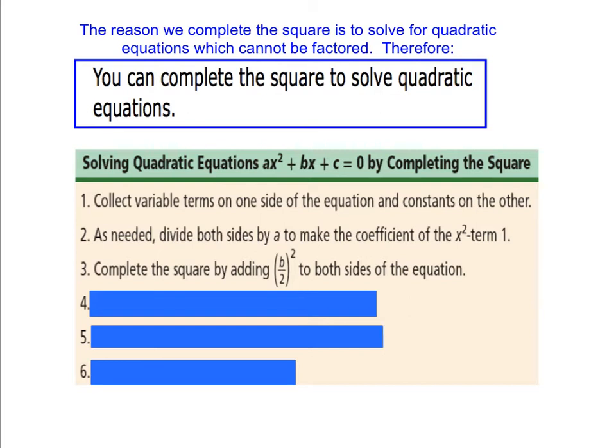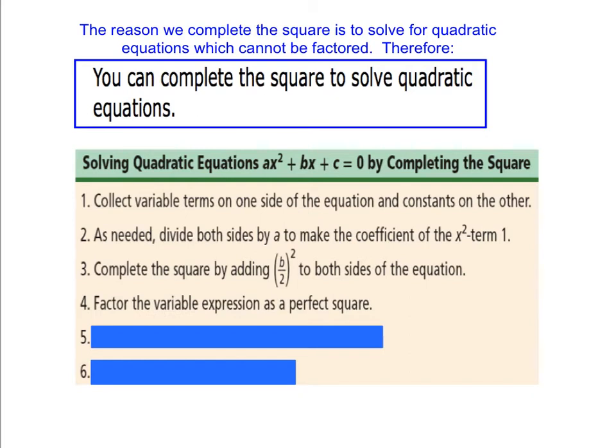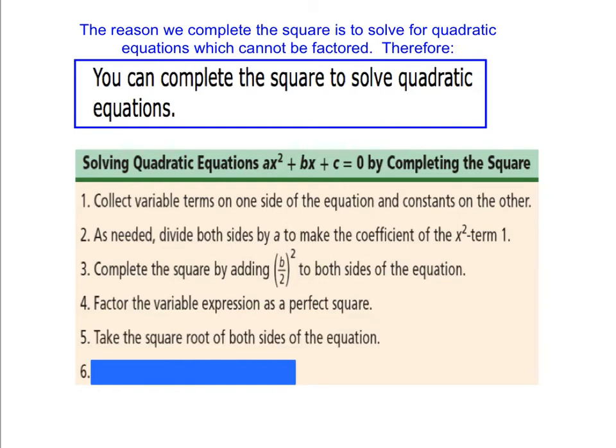Step number 4, you're going to factor the variable expression as a perfect square trinomial. So you're just going to factor it, just like what we did on the previous slide, using that little technique that I just showed you. Step number 5, you're going to take the square root of both sides in order to get rid of the square. And then the last thing you're going to do is solve for the values of the variable. In other words, you solve for x. And remember, when you solve for x, you always put your answer in set builder notation.